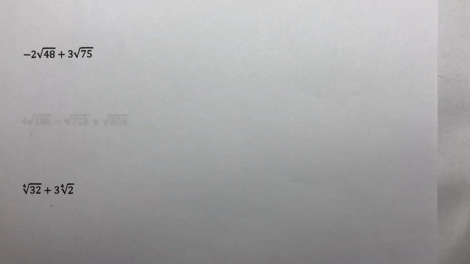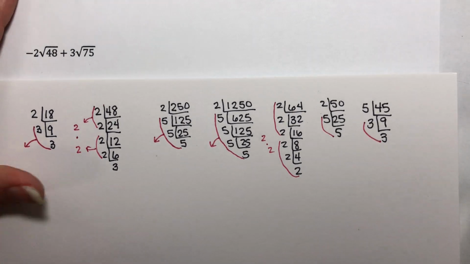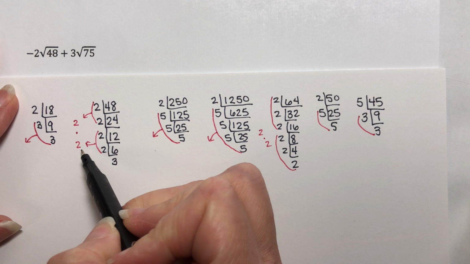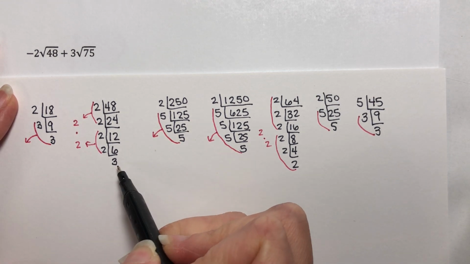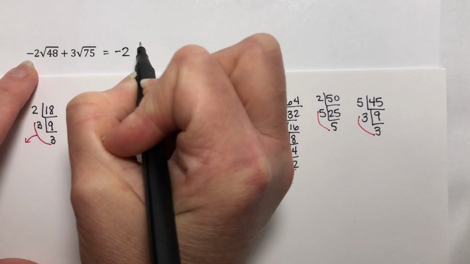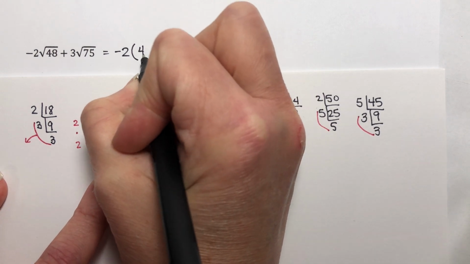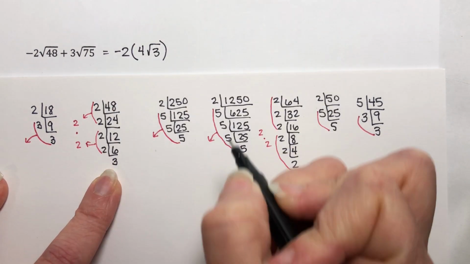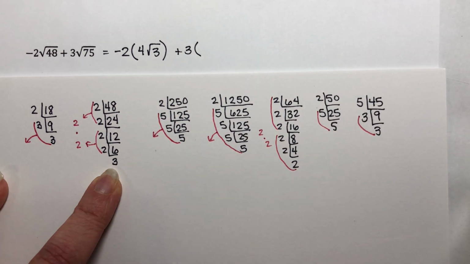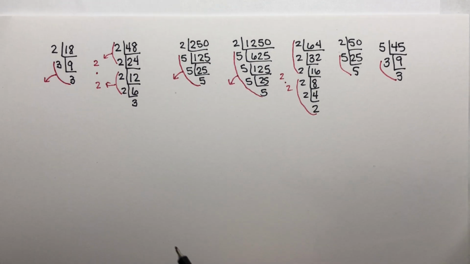Now, what I'm bringing over is the same sheet we were using in the last section to get prime factorizations, and we need the prime factorization of 48, and we have it right here. This is 2 times 2, so that's 4 times the square root of 3. So what I have right here is negative 2 times 4 square root of 3, plus 3 times the square root of 75. I glanced through here real quick, and I don't appear to have it.